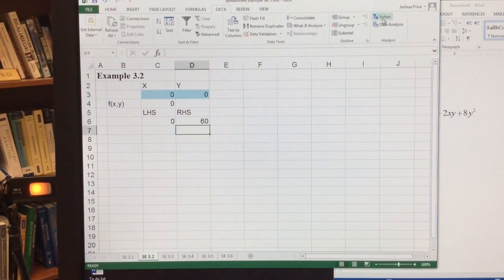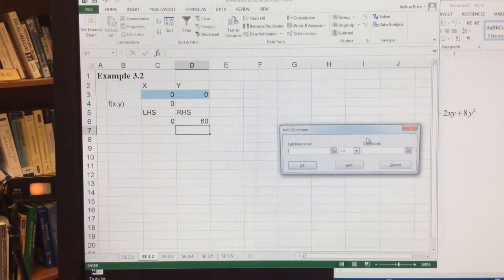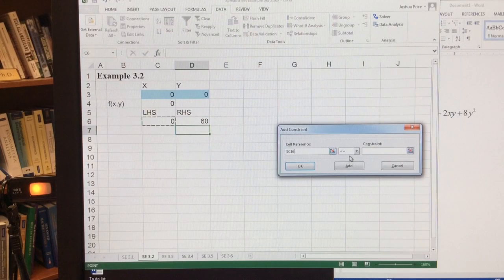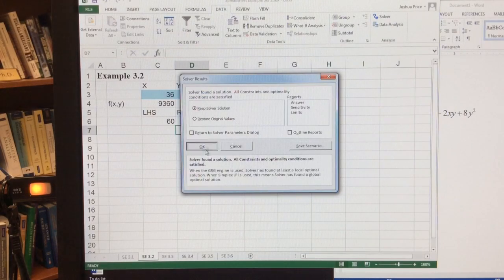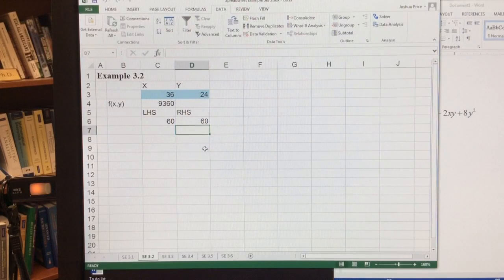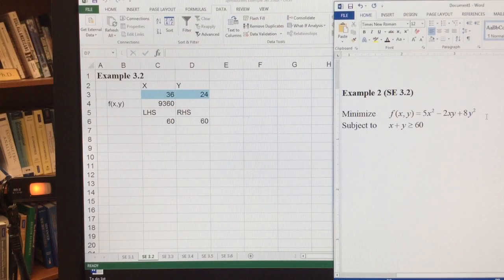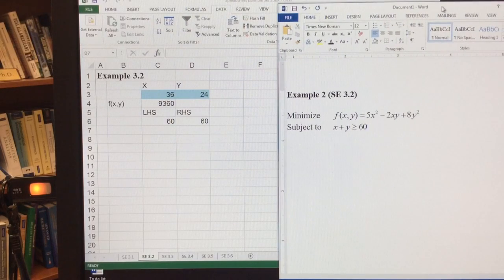So now when I go into Solver, I'm going to add the constraint that my left-hand side is greater than or equal to my right-hand side. Now I click solve, and I've satisfied that equation. So 36 is the amount of x and 24 is the amount of y. That will minimize f of x, y, yet still satisfy the constraint that we produce at least 60 units.